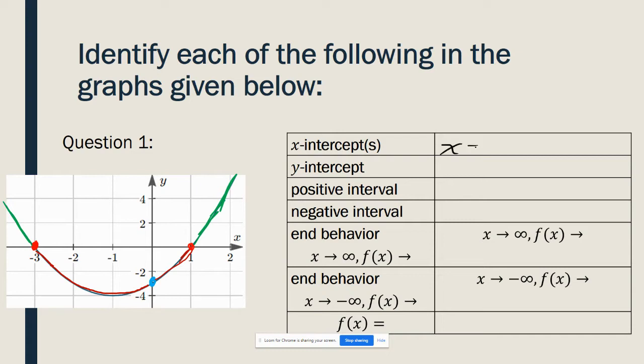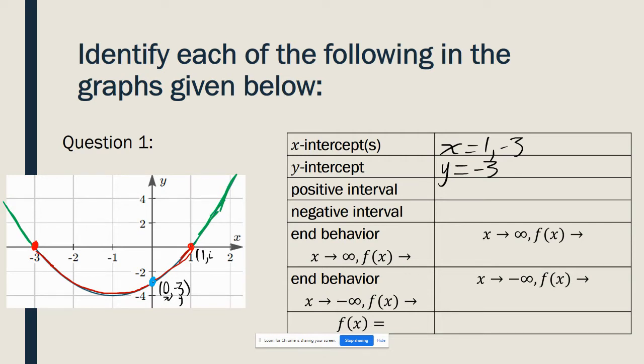So my x-intercepts are at 1 and -3. For my y-intercept, let's look at the y-coordinate down over here. It's halfway between -2 and -4, so my y-intercept is going to be at -3. Notice this point on the graph is going to be (0, -3): 0 in the x direction, -3 in the y direction.